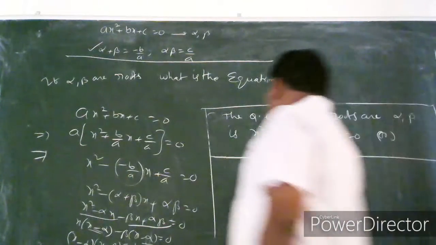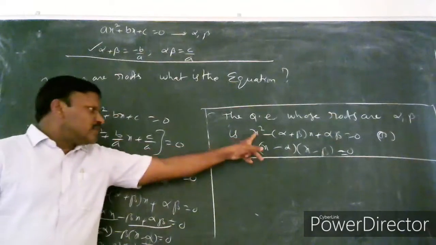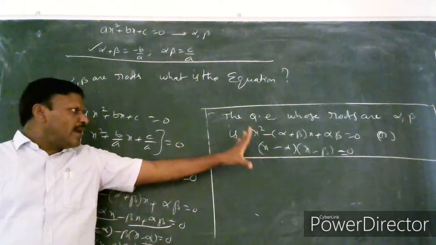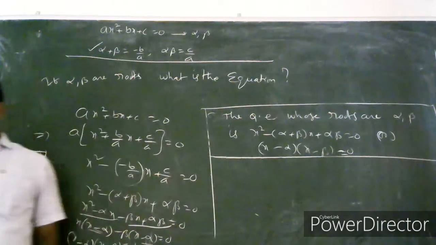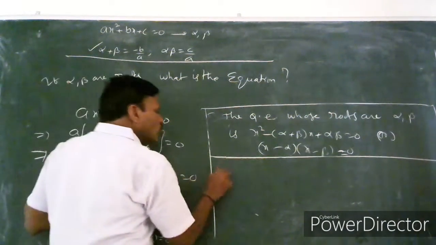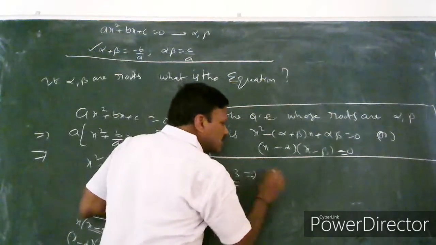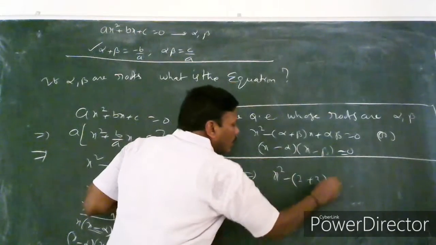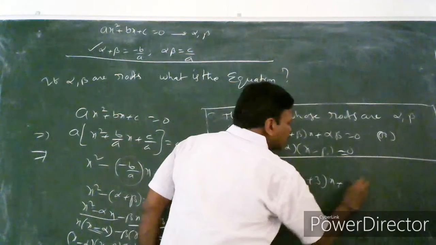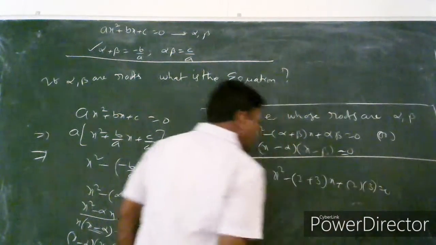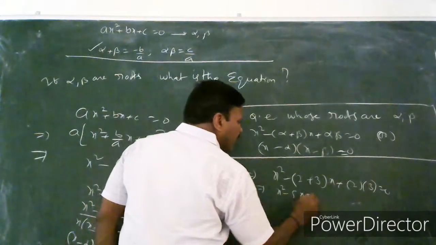These two are the formulas to find the quadratic equation when alpha, beta are given, when roots are given. In this way, if 2, 3 are roots of the equation, the quadratic equation is x square minus (2 plus 3) x plus 2 into 3 is equal to 0. On simplification, x square minus 5x plus 6 is equal to 0.